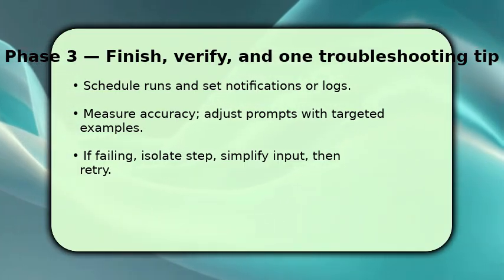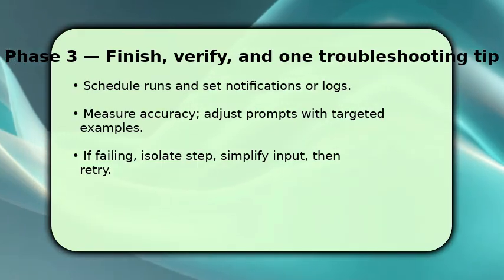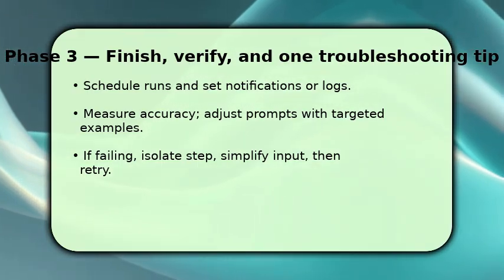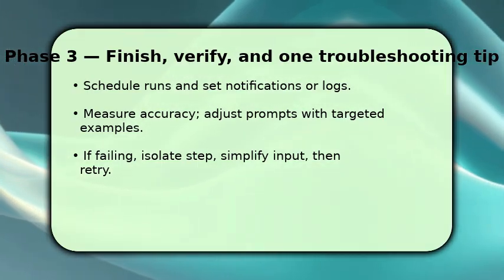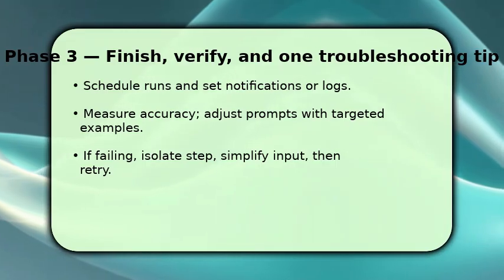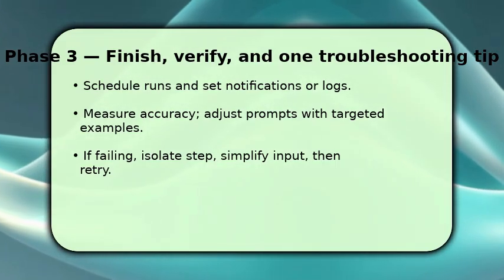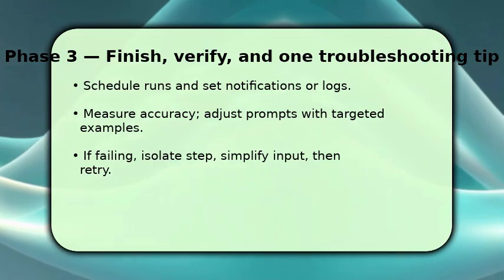If something goes wrong, troubleshoot by isolating the failing step, simplifying the input, and rerunning that segment. This narrows the error source. Finally, make a rollback template and a short checklist so you can restore known good behavior quickly if needed.